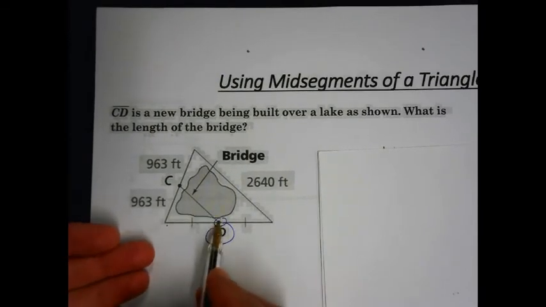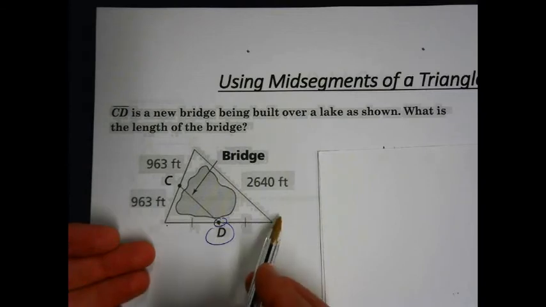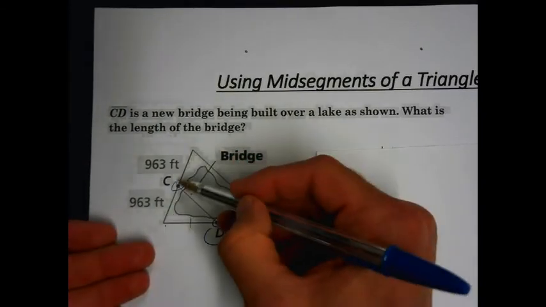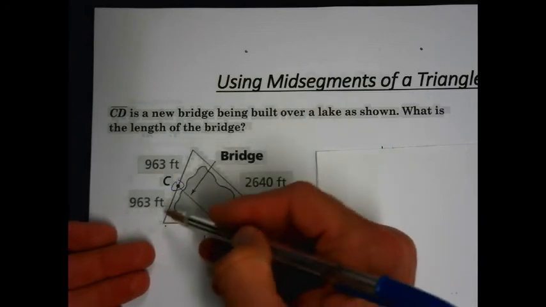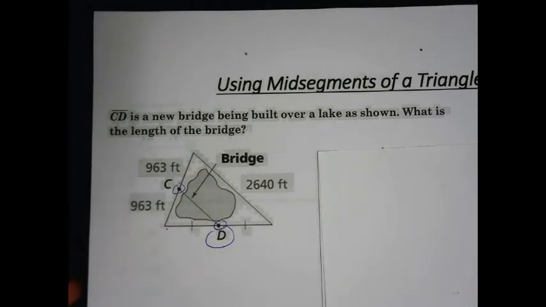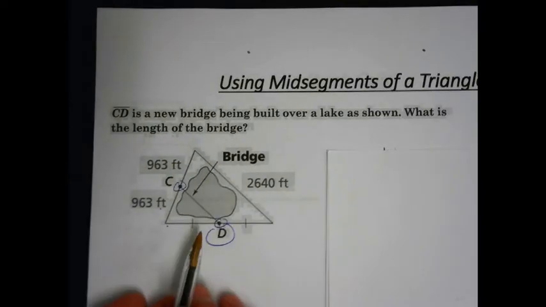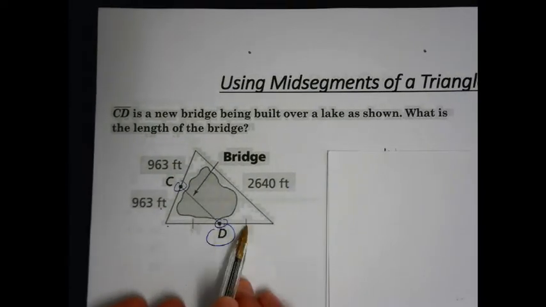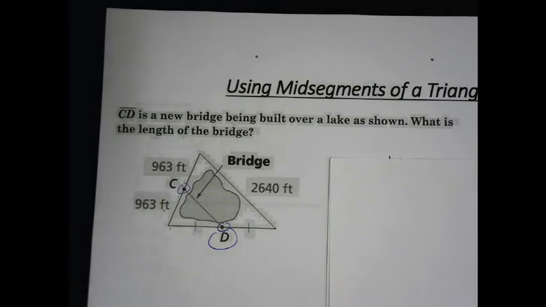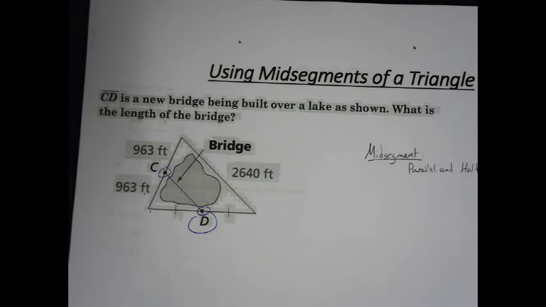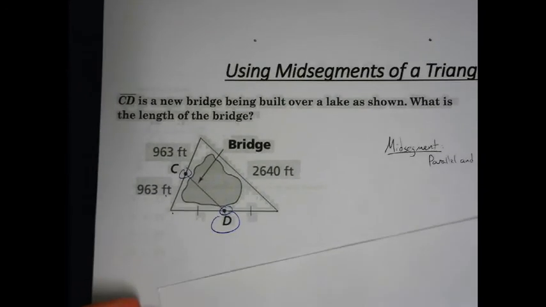So we can calculate a distance in this direction and a distance in that direction. And C is a midpoint. And we can calculate a distance this direction and a distance this direction so that we can have a vertex here. And we know that's a midpoint because we have 963 here, 963 here, one tick, one tick. So C and D are midpoints, right? Remember, we have now a midsegment, which is parallel and half. Okay? So the question is, what's the length of the bridge?